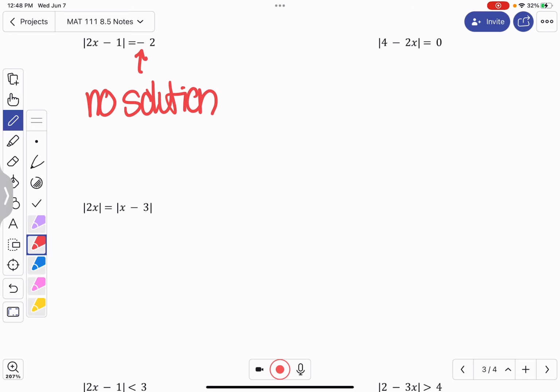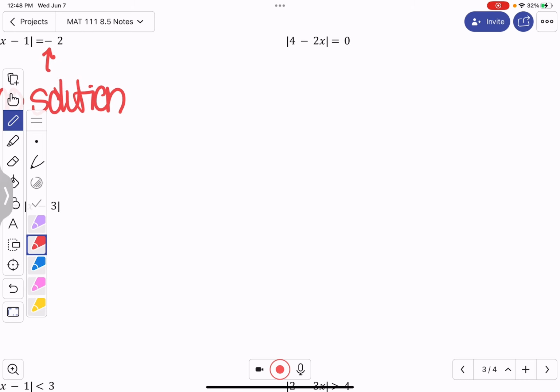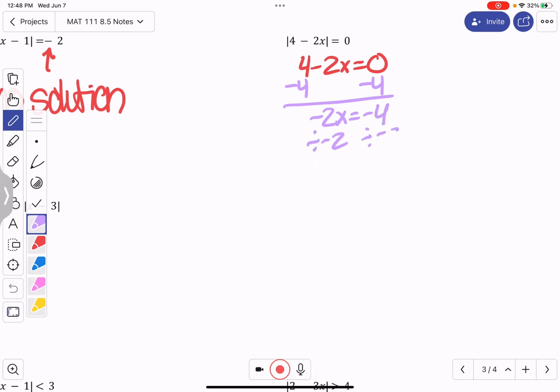Another thing you might see is if it equals 0, like we said on the front page, we only have to do one. There's only one thing that it can equal because there isn't a positive and a negative 0. And then we just solve that like normal. So subtract 4 from both sides, divide by negative 2, and we get x equals 2. So when it equals 0, we're just only getting one solution instead of 2.